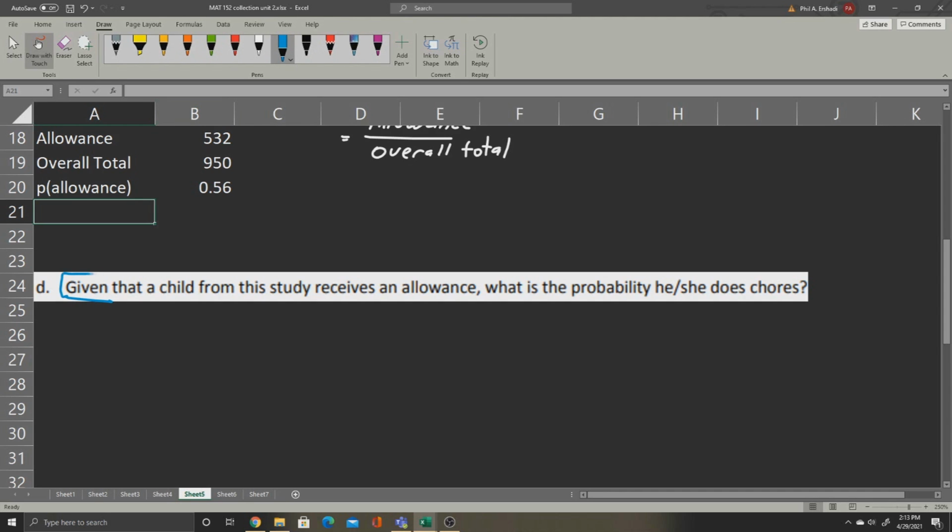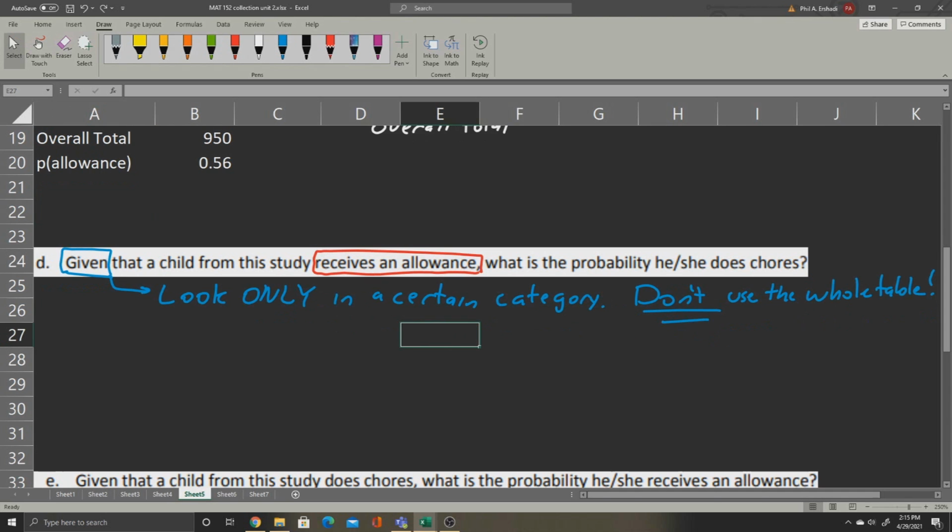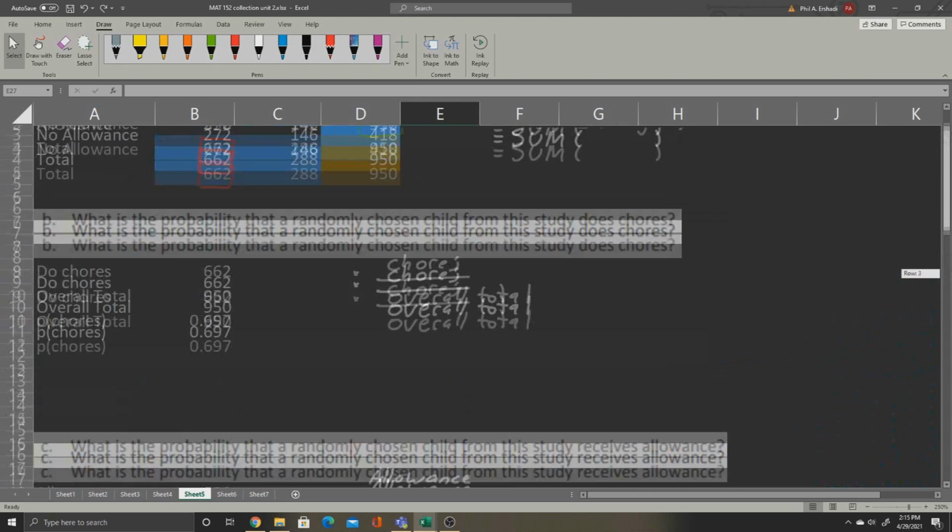When we work probability problems, we need to be on special lookout for the word given. When you see the word given, that means look only in a certain category. This also means don't use the whole table. Now, if we look further in the sentence, it says that the child does receive an allowance. This means we will only look at the children who receive an allowance for the purposes of question D and not look at the whole table. So let's have a look at the table and copy only the part where the child receives an allowance.